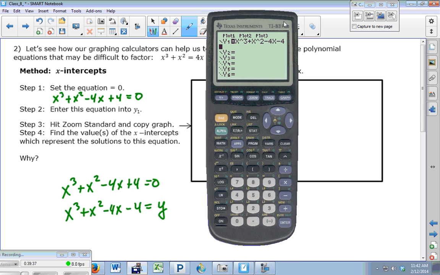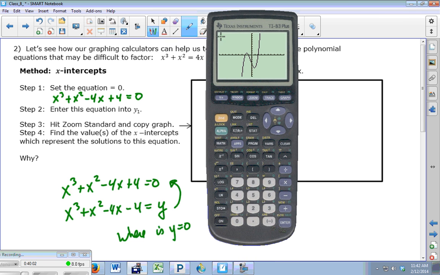The x-intercepts, right. So what you're doing is you're going to graph the entire equation and then look for the spots where y is equal to 0, because that's what you're interested in. Where is y equal to 0? That's the concept. That's the idea. So let's graph this. Do zoom 6. There's your graph.